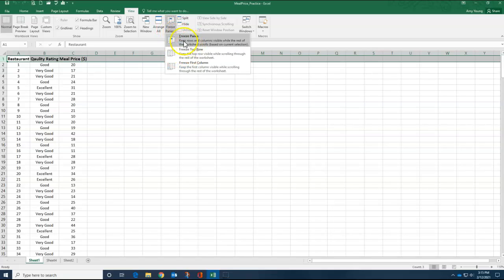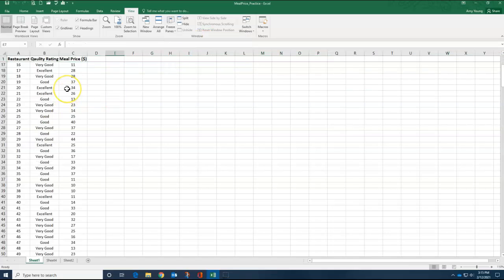And right here where it says Freeze Panes, I'm just going to freeze the top row. You can actually freeze both the top row and the first column, either one of those, and you can select what you want to freeze as well. But we're just going to freeze the top row here. And by doing that, now when we scroll, notice the restaurant, quality rating and the meal prices stay up there. So at all times, we know exactly what we're looking at. This is really good if I have a lot of data going across my graph and I get confused about what each column means. So now I can see what the columns are.